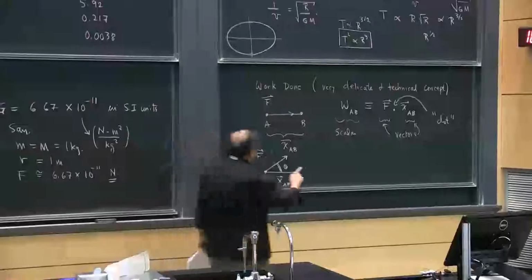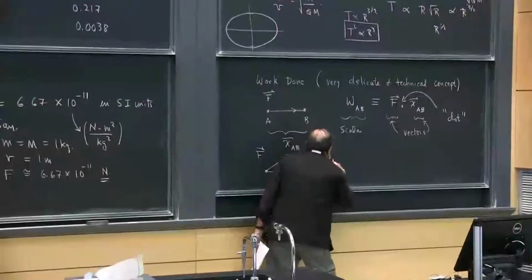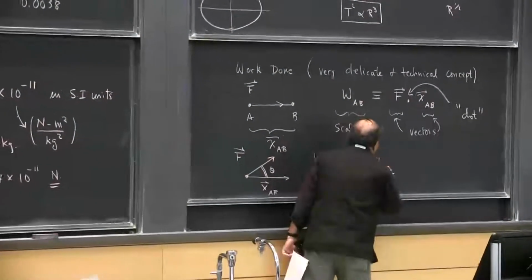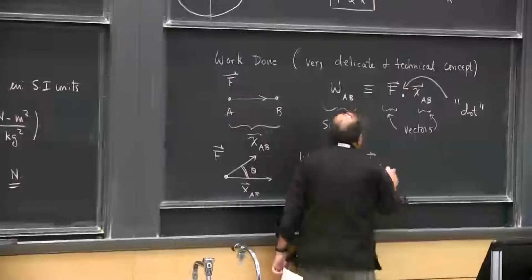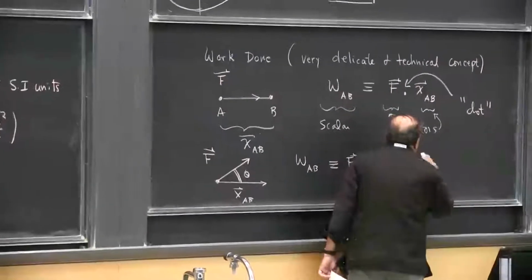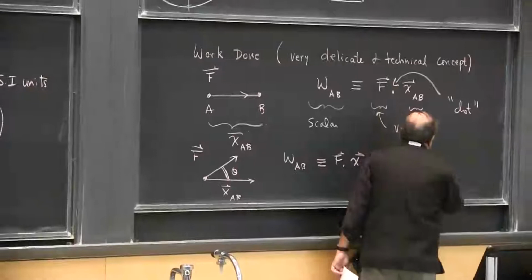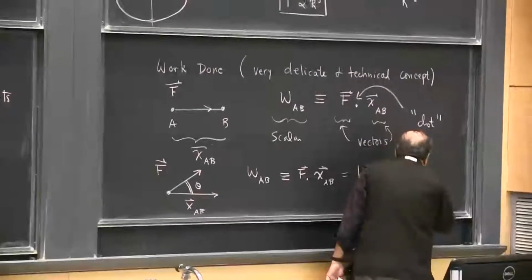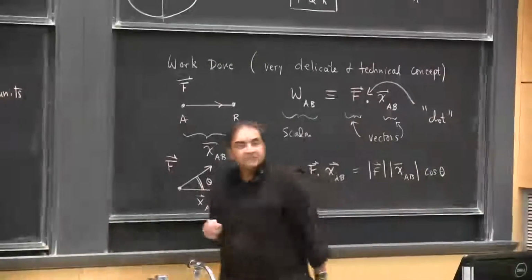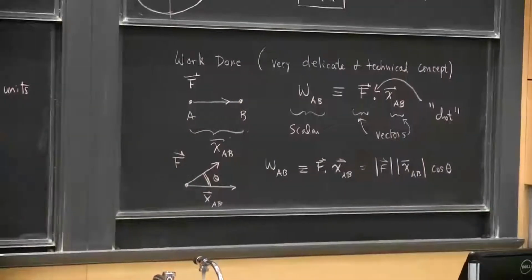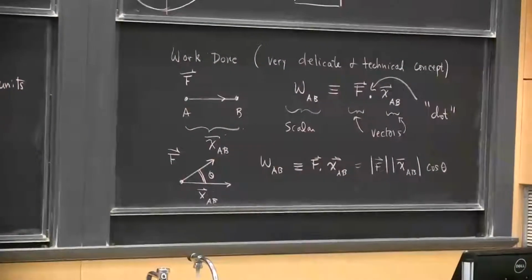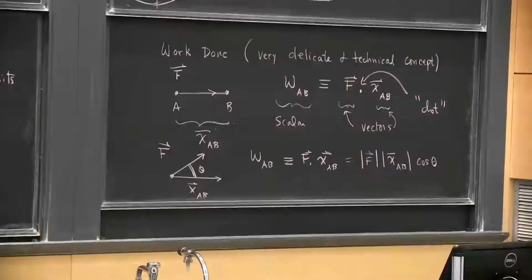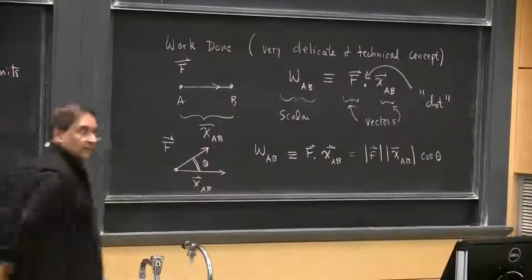So now what happens is, because it is a dot product, W_AB is defined as F dot x_AB. I still write the same thing, but what it means is the magnitude of F times the magnitude of the displacement x_AB, and you also have to multiply by cosine of this angle theta. Now the moment you have introduced this cosine, you have allowed for the possibility that theta can be 180 degrees.